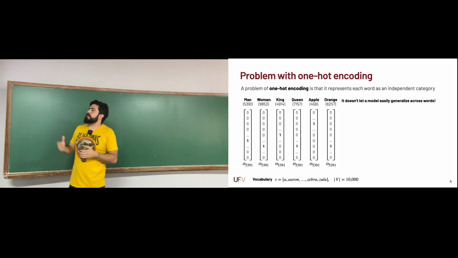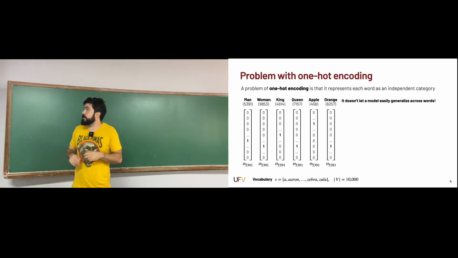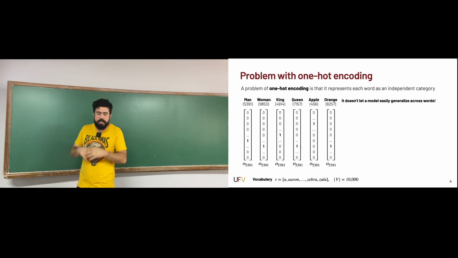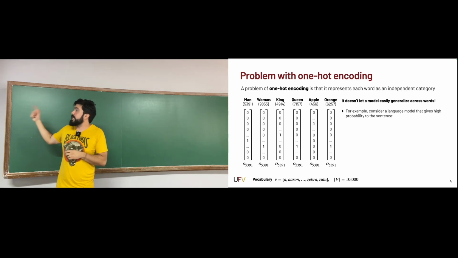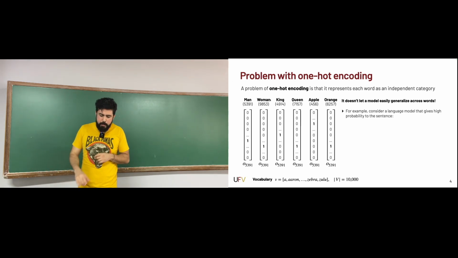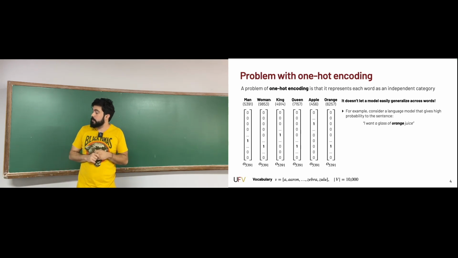So what is the main problem with one-hot encoding for processing text? It's that it doesn't let the model, or any model, generalize across words really well. So for example, consider a language model that gives high probability to the sentence, I want a glass of orange juice.